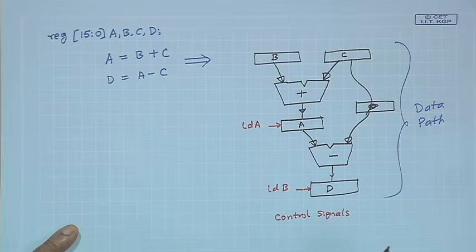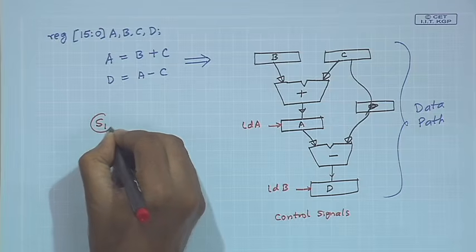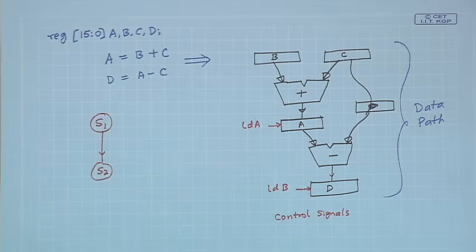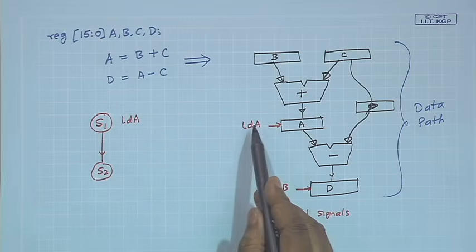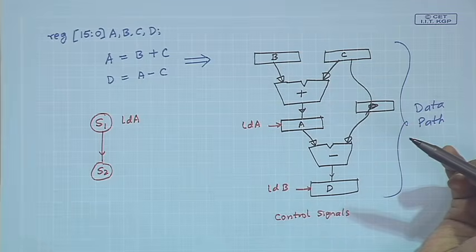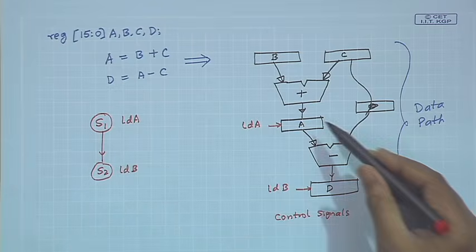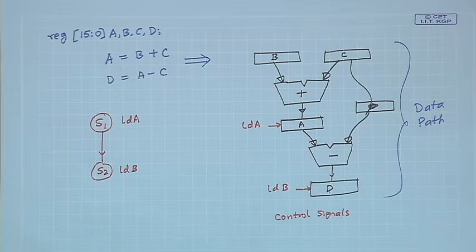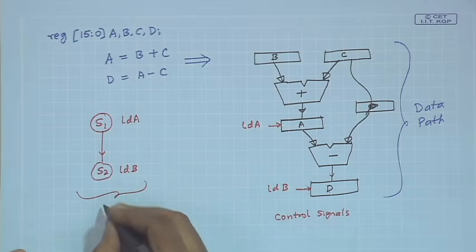Now, this is a very simple example. In terms of the FSM, I will say that I have two states, S1 followed by S2. In state S1, I am simply activating load A. Why? If I activate load A, then whatever is getting added from B and C will get stored in A. In S2, I am activating load B, which means whatever is in A and whatever is in C will be subtracted and loaded in D. So, this is my data path and this will be my control path.